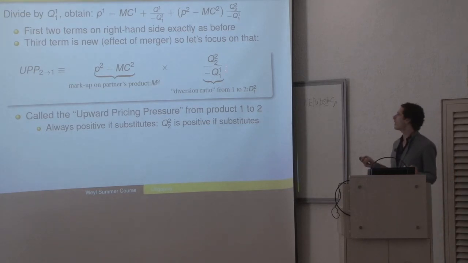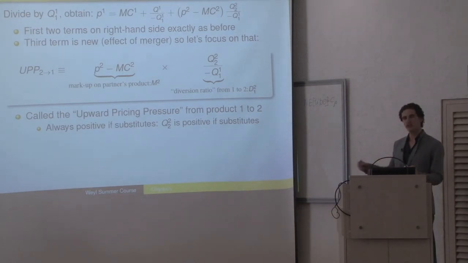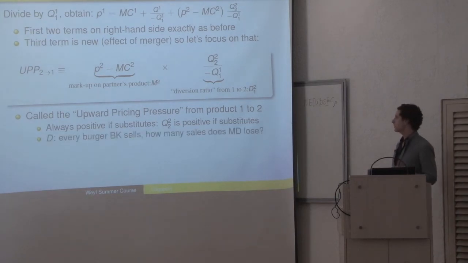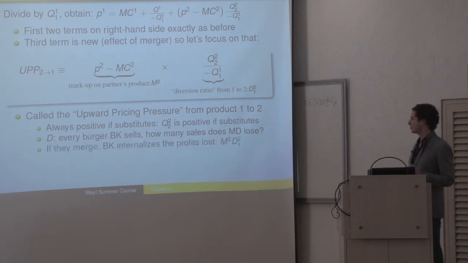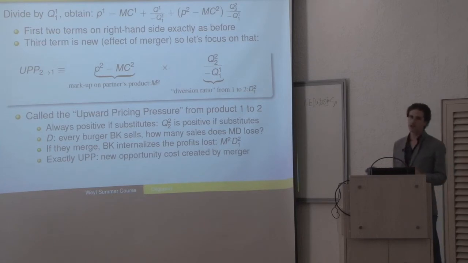Now, this is always going to be positive if the products are substitutes. Because if the products are substitutes, every time I sell a good, there's going to be less goods sold by my partner, right? So it basically says, if Burger King sells an additional product, how many sales is McDonald's going to lose, right? If Burger King merges with McDonald's, Burger King is now going to internalize the profits that McDonald's lost, the markup times the lost sales. And this is exactly what UPP is.